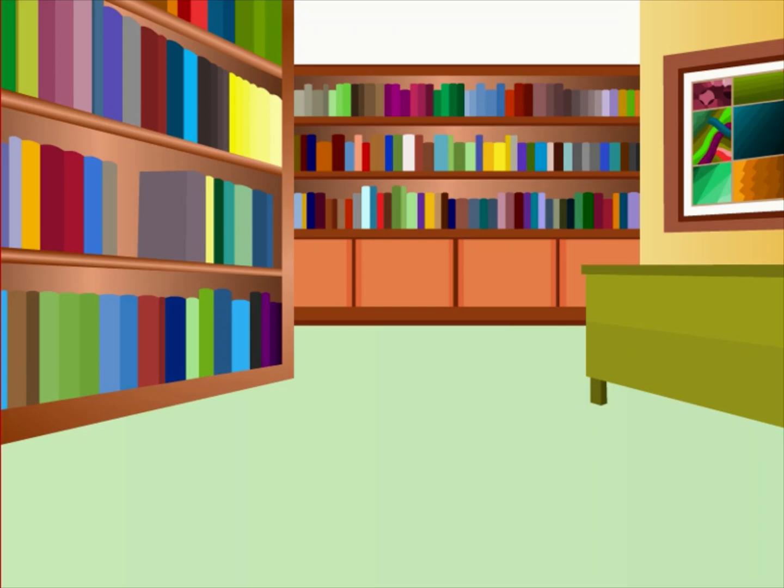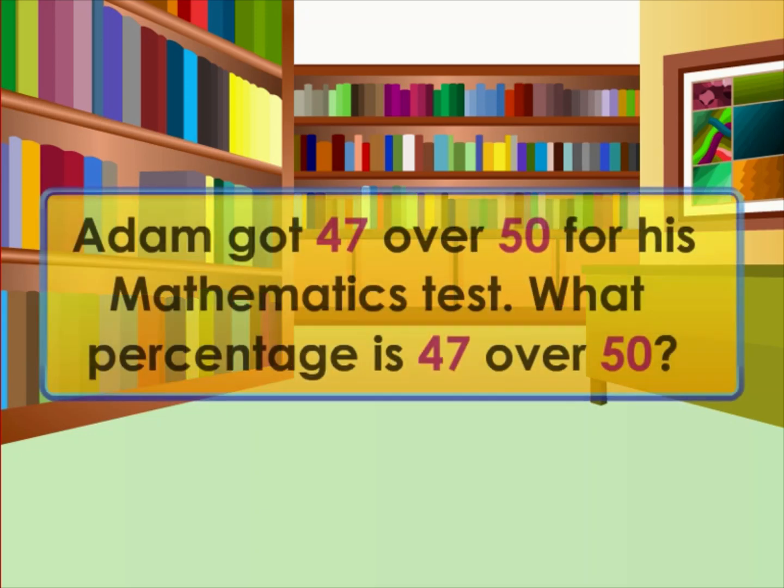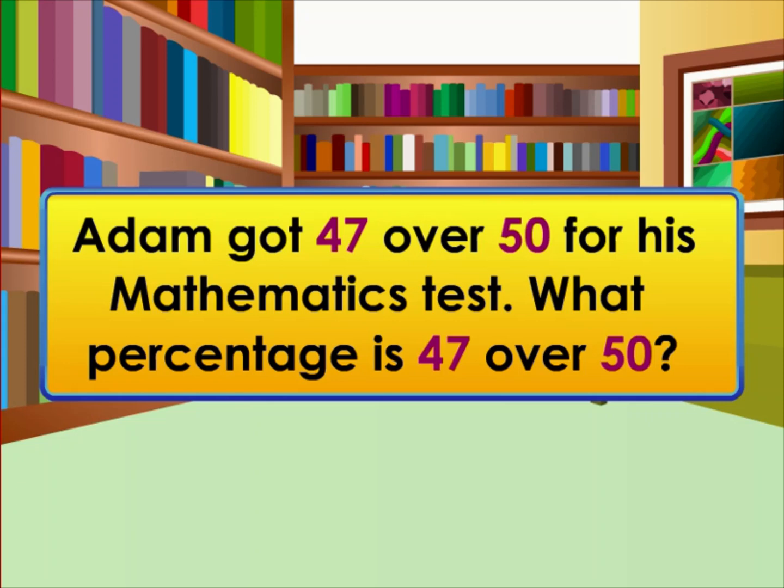Children, finding a percentage with a denominator of 50 is very easy and simple. We don't need a pen and paper to calculate. We know 50 is half of 100. And to get 100%, just multiply it by 2. Let's find out what Adam gets for his math test. Adam got 47 over 50 for his math test. What percentage is 47 over 50? Using any of the procedures above, let's find out the percentage.